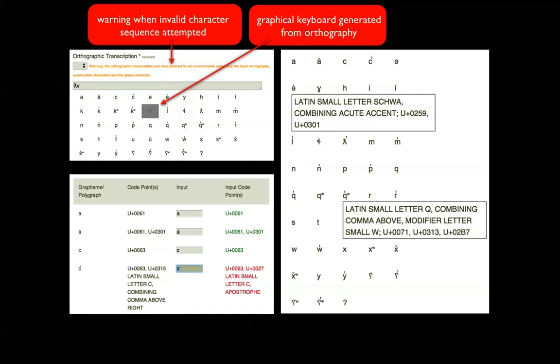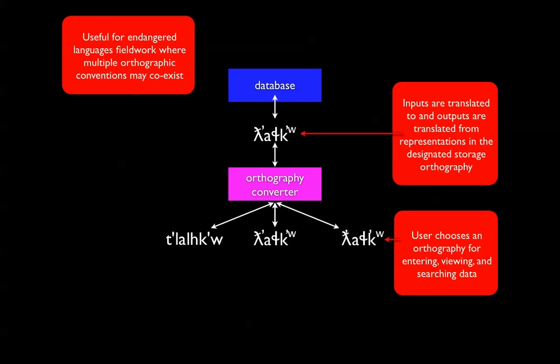This slide illustrates another consistency supporting feature of the OLD, input validation. Users can specify inventories of symbols that can be used to constrain the types of inputs that are permitted in particular fields. This can help to ensure that the orthographic, phonetic, and/or phonemic transcriptions have a base level of consistency. A related feature is orthography conversion. A user can choose an interaction orthography. The OLD will transparently convert inputs to and outputs from a designated storage orthography for consistent storage in the database. This is useful for endangered languages fieldwork contexts where it is not uncommon for multiple orthographic conventions to coexist.